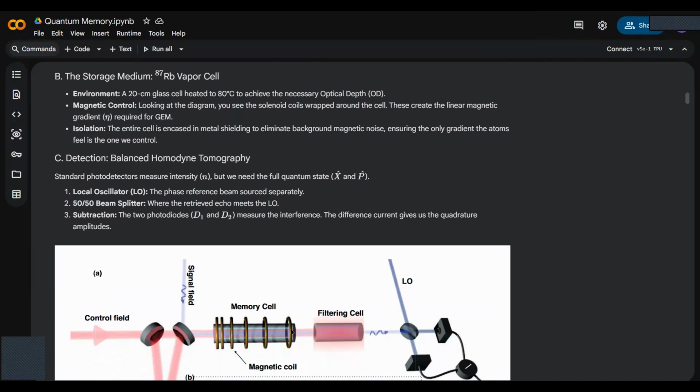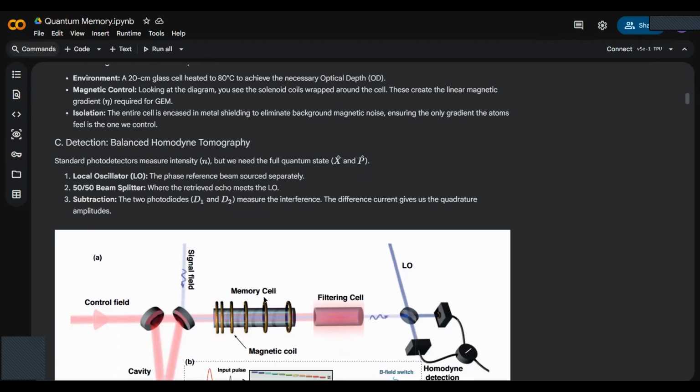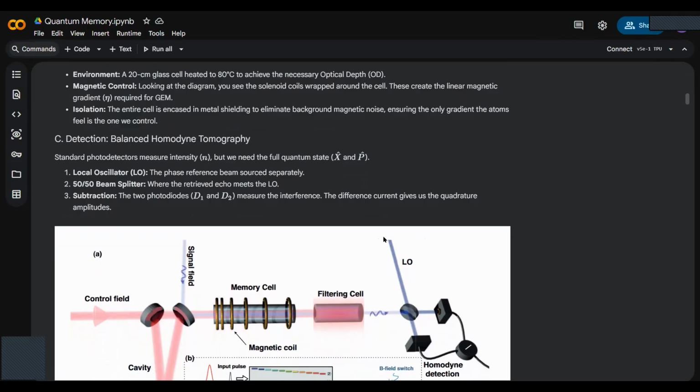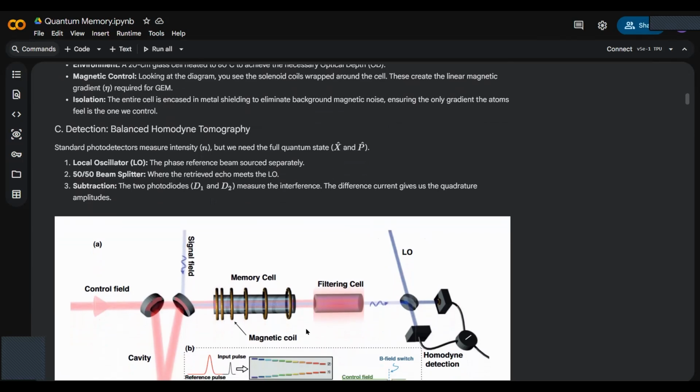cell all by itself. Then within the memory cell, the rubidium vapor cell, we heat it to 80 degrees Celsius to achieve the necessary optical depth, which means that we control the transparency exactly as we want to. And then, for the gradient echo memory scheme, we apply a linear magnetic gradient, as I explained, which is called eta. And this entire memory cell is isolated in a metal shielding. This is to eliminate any kind of background magnetic noise, ensuring only the gradient of the magnetic field of the magnetic coil is visible to the atoms within the memory cell.